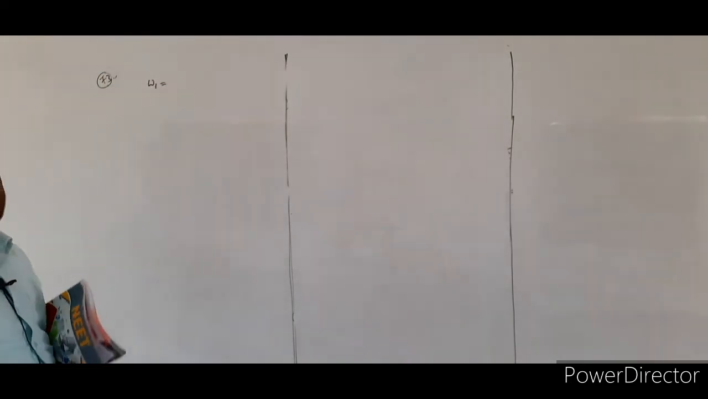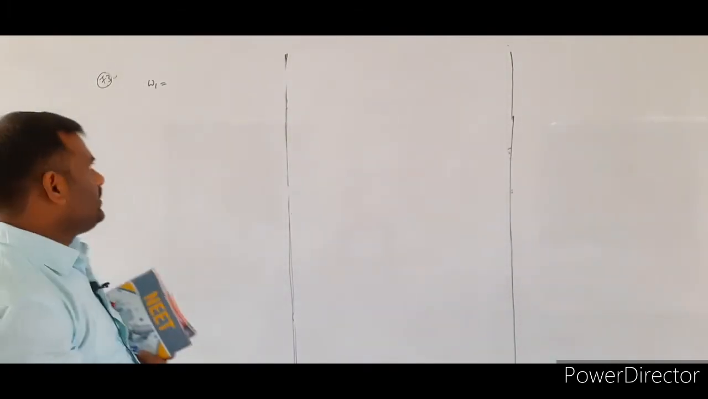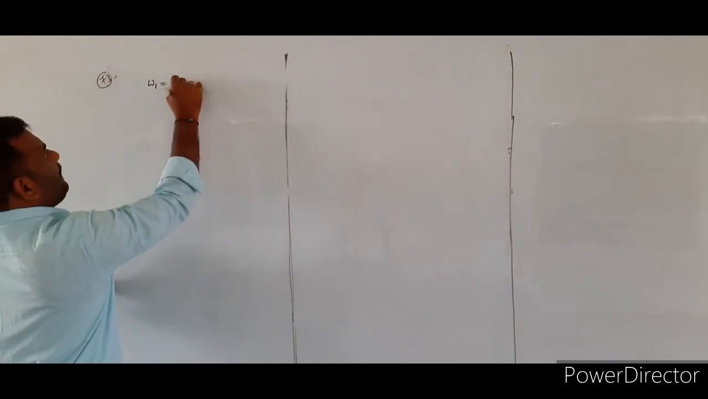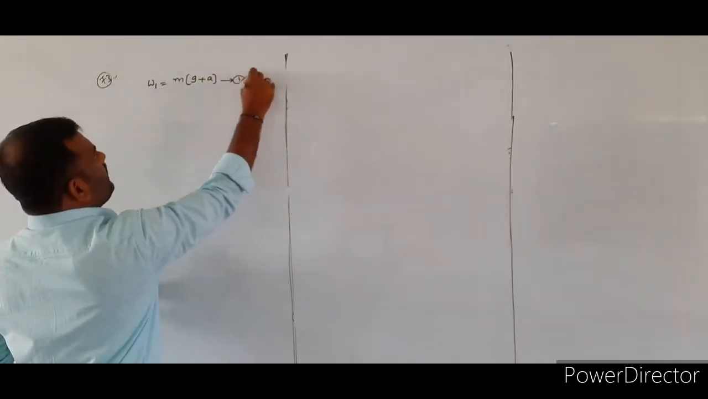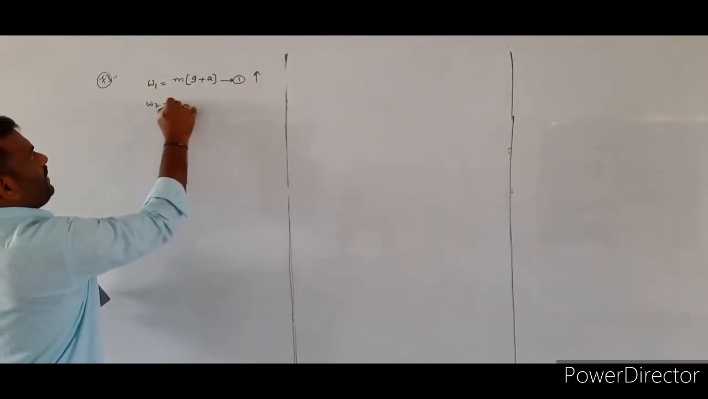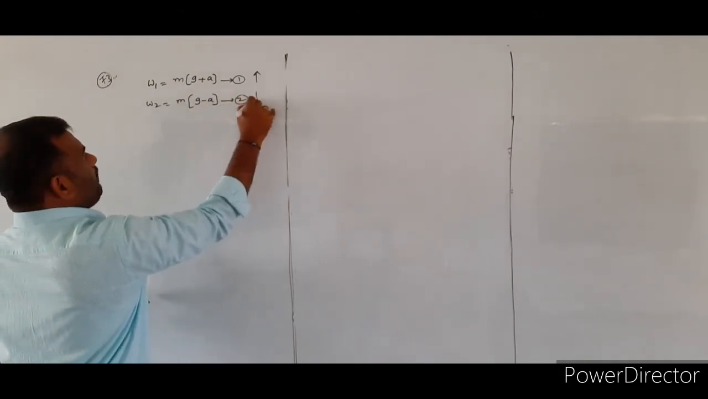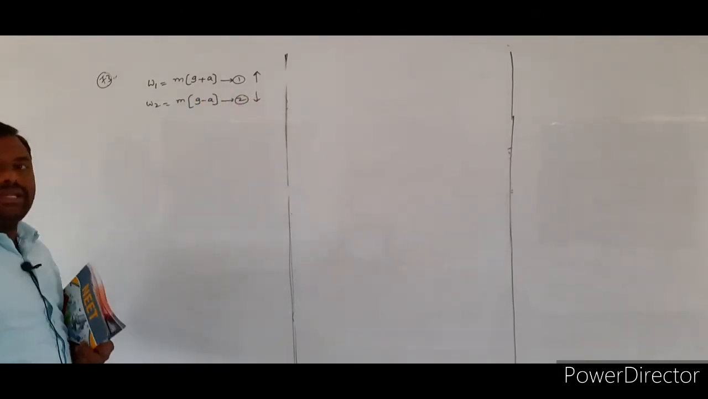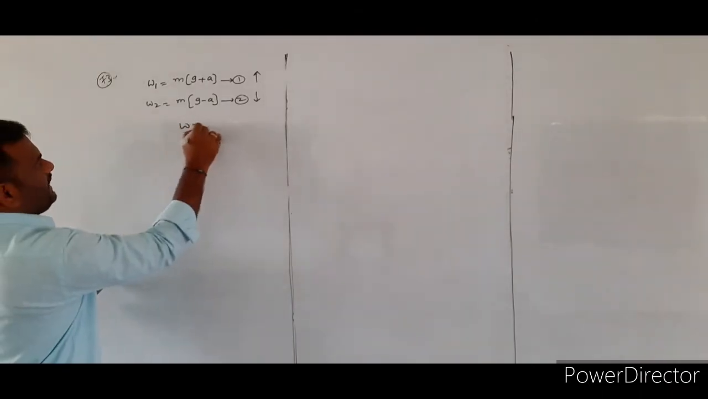Apparent weight of a person when the lift is moving in the upward direction. Already we wrote the formula: apparent weight is equal to m into g plus a whenever the lift is moving in the upward direction. Whenever the lift is moving in the downward direction, the apparent weight formula is equal to what? m into g minus a.